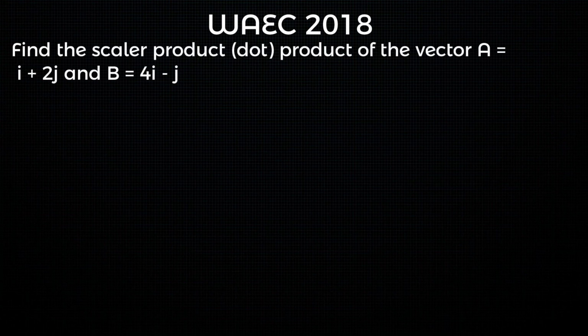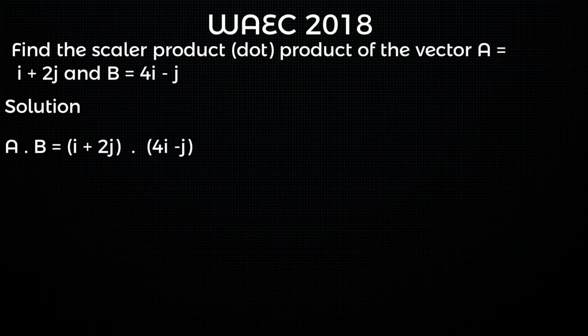And the last question we'll be solving in today's class is from the WAEC past question 2018. The WAEC past question 2018 says, find the scalar product, in bracket the dot product, of the vectors a equals i plus 2j and b equals 4i minus j. Now, to find the scalar product, which is the dot product of vectors, all we have to do is to multiply vector a by b. So how do we solve this?